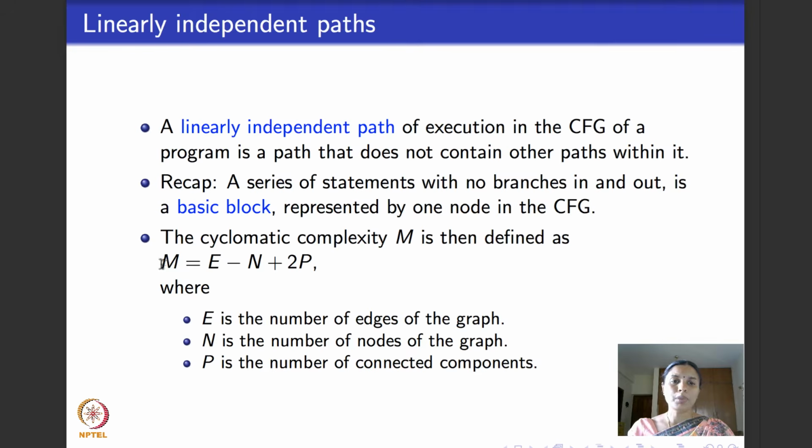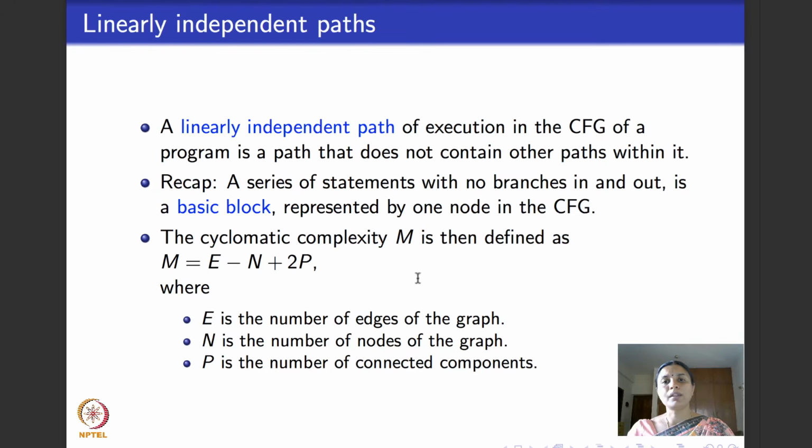So how do we compute the cyclomatic complexity? We compute the cyclomatic complexity, denoted as M, by using this formula. M is equal to E minus N plus 2P. E is the number of edges in the control flow graph. N is the number of nodes in the control flow graph. P is the number of connected components in the control flow graph.